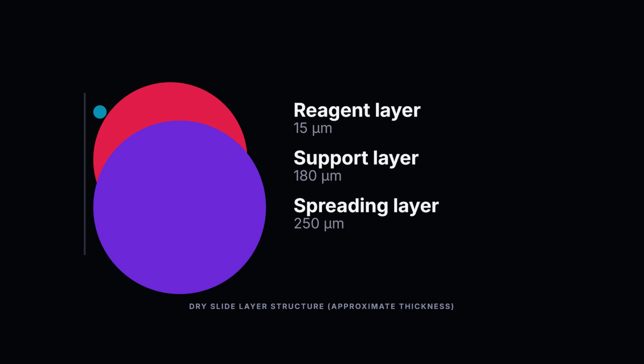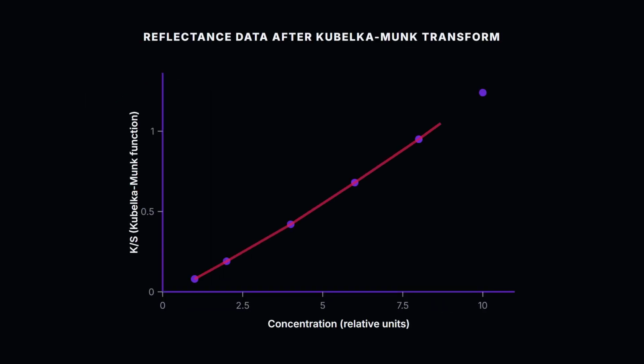Raw reflectance plotted against concentration curves sharply, nowhere near the straight line Beer's law gives you. Run that same data through the Kubelka-Munk transform, though, and the relationship straightens out into something you can calibrate against, just like absorbance.